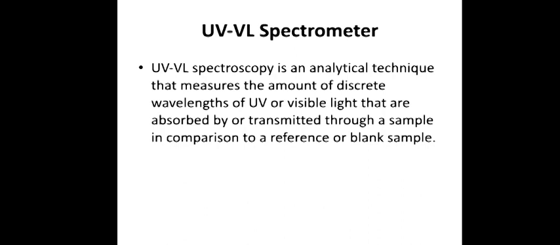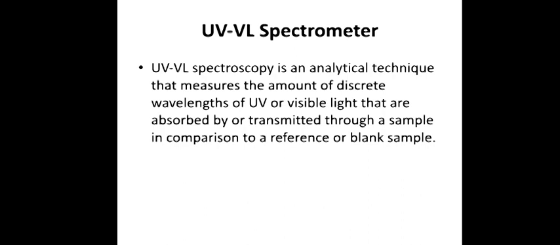But what is more specific is, here we are using two ranges of light. One is UV, that is ultraviolet, and visual light or visible light. So two different spectra of light are used to measure the concentration of the given sample. This is an analytical technique which will measure the amount of discrete wavelengths of UV or visible light that are absorbed or transmitted through a sample, and simultaneously you are comparing it with the reference blank sample.